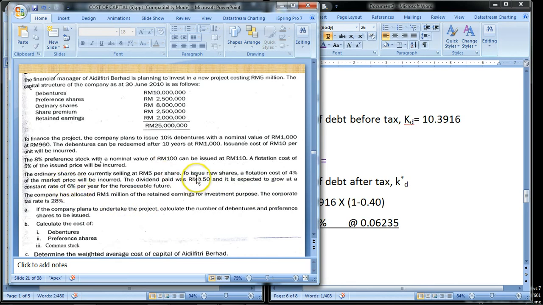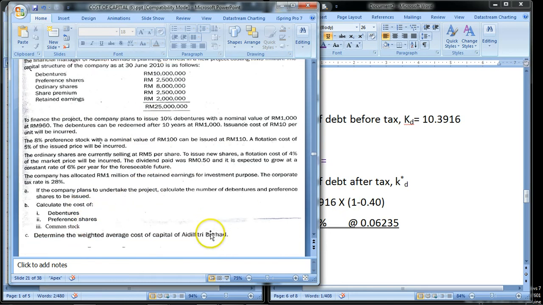How about this? Is this D0 or D1? This is D0. Why? If D1, the question needs to state the expected dividend, the next year's dividend. But in this case, we assume this is the recent dividend paid, 50 cent. After you extract all the information, then you can calculate the cost of debentures, preferred share, and common stock. Now we need to calculate the weighted average cost of capital overall.